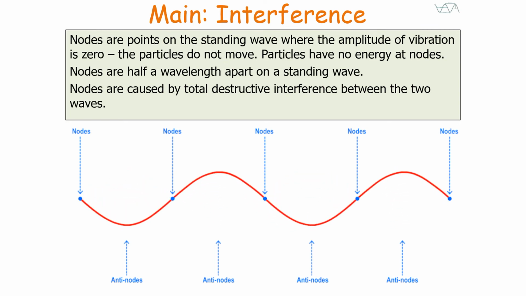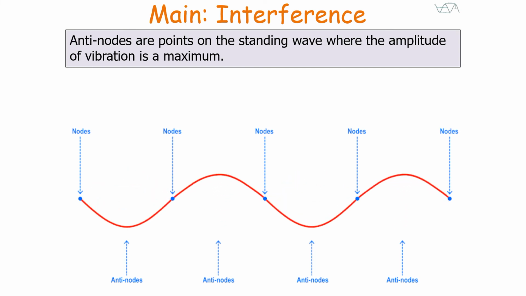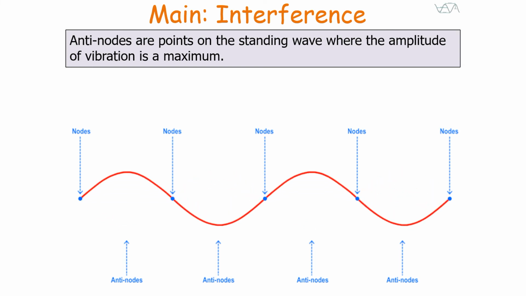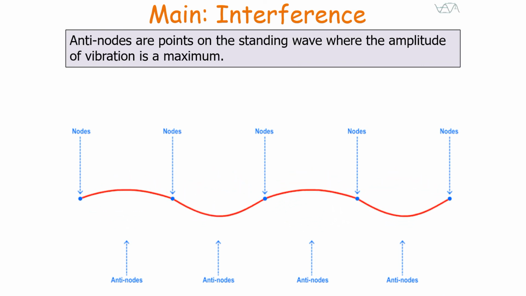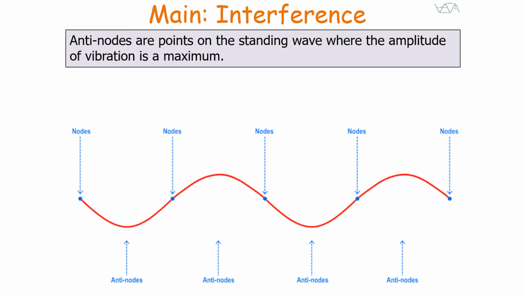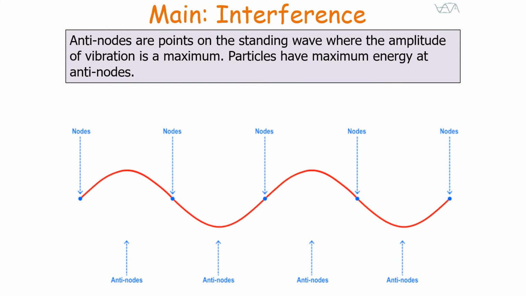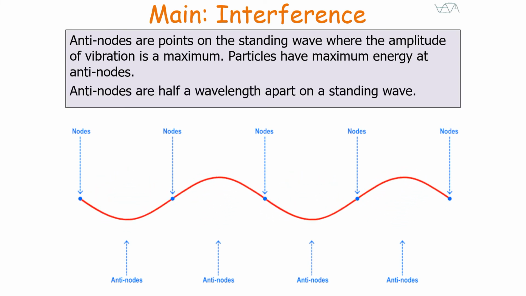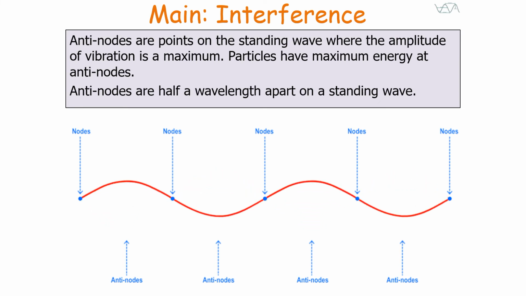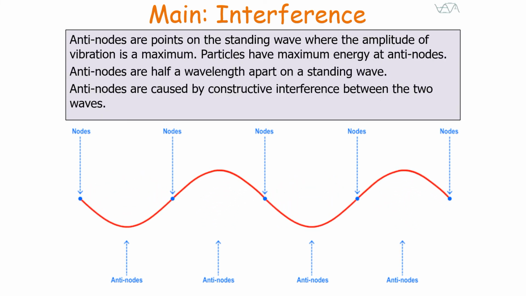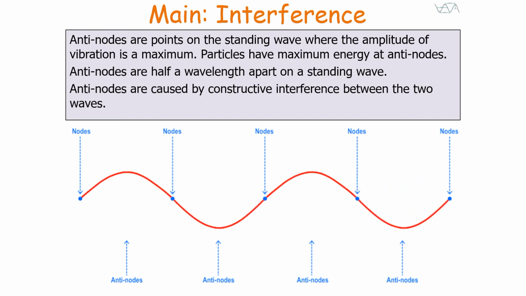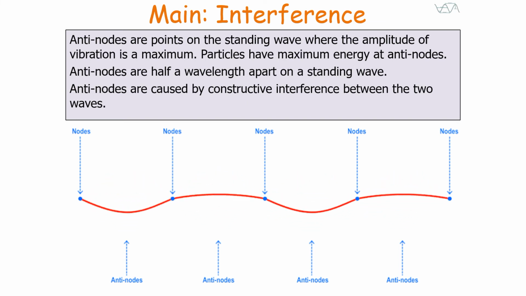Now, antinodes are points on the standing wave where the amplitudes of vibration are a maximum, which can either be negative or positive. It's just a maximum value. Now, particles have a maximum energy at antinodes, and antinodes are half a wavelength apart on a standing wave. Antinodes are caused by the constructive interference between the two progressive waves which form your standing wave.